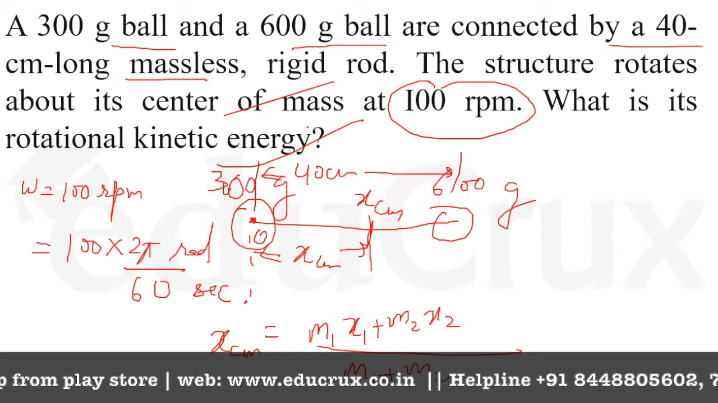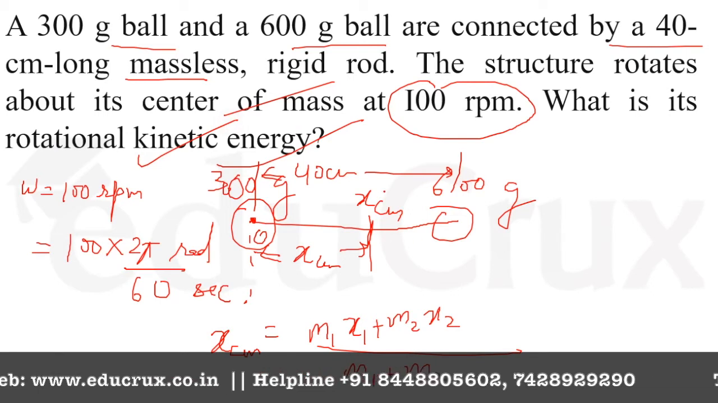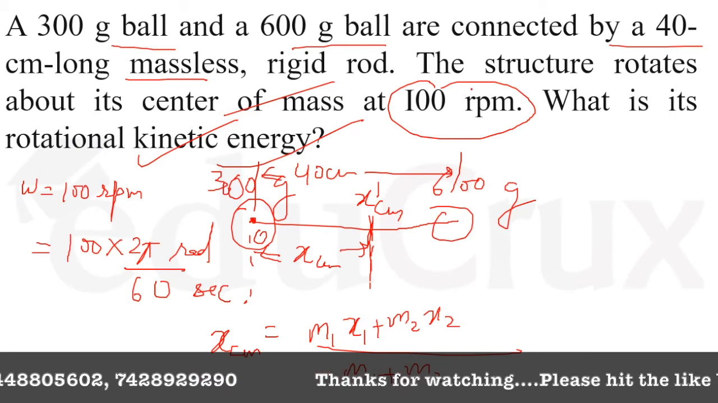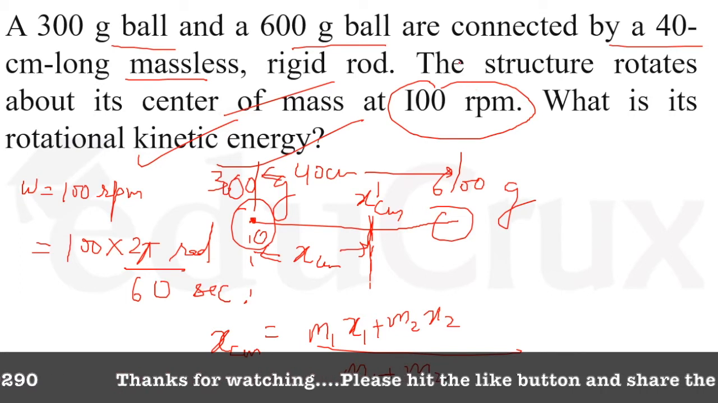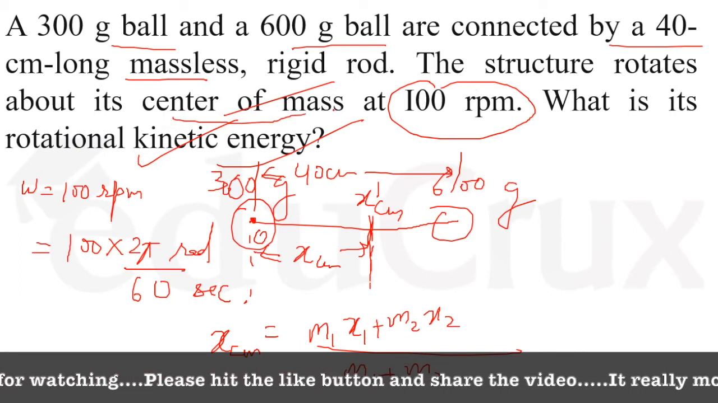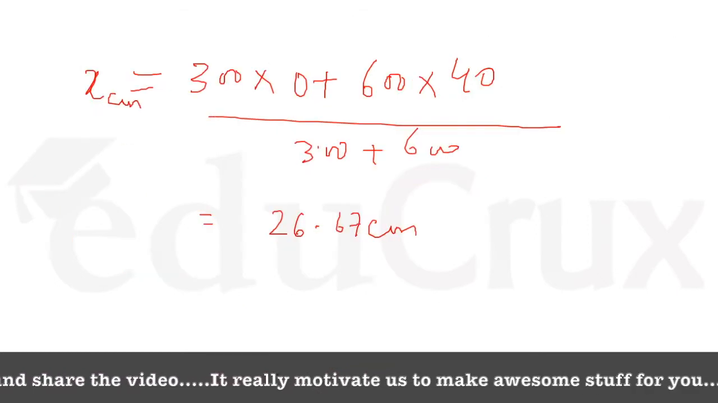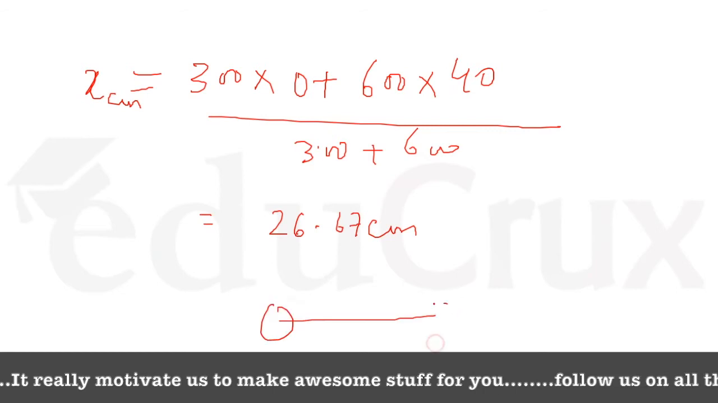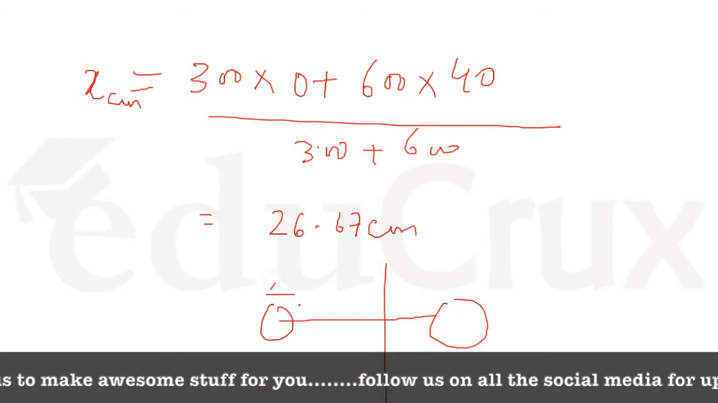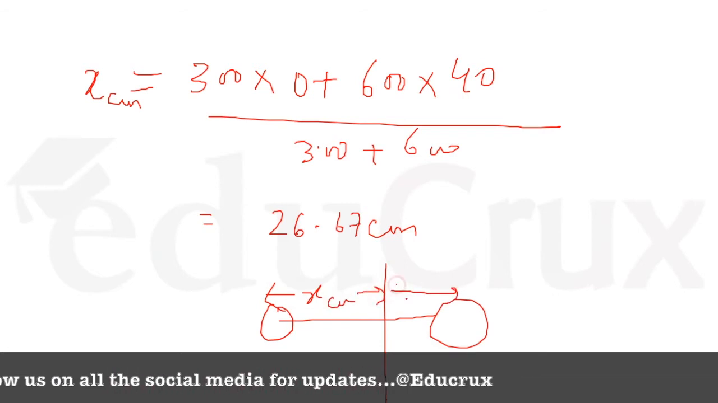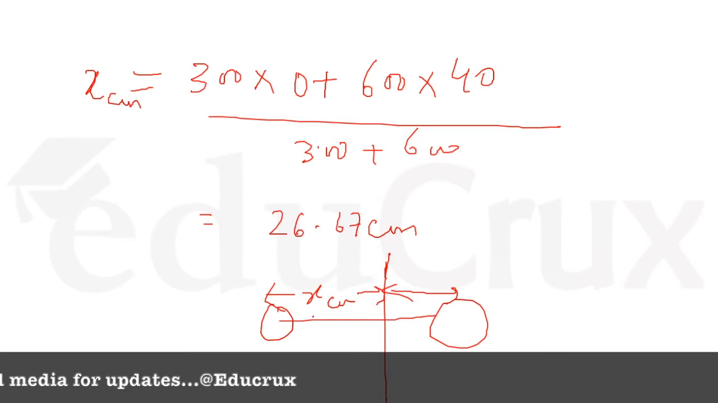Now we need to calculate the rotational kinetic energy. Because in our question it was given that the system rotates about its center of mass, that is why it is important to calculate the center of mass first. Why? Because now that we have calculated our center of mass, we know the distance of both the balls from the center of mass, and now we can calculate our moment of inertia.